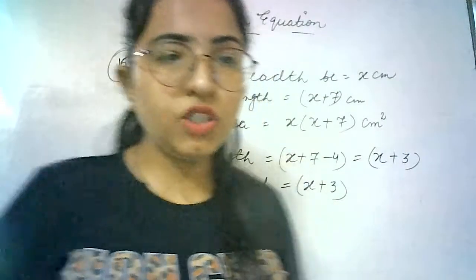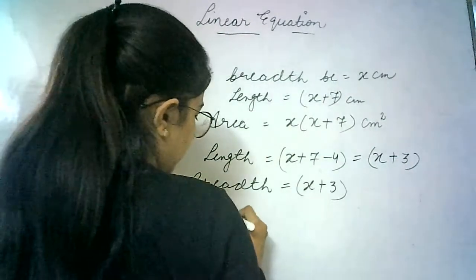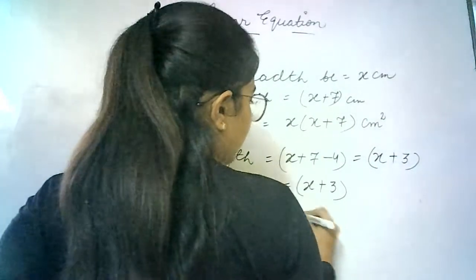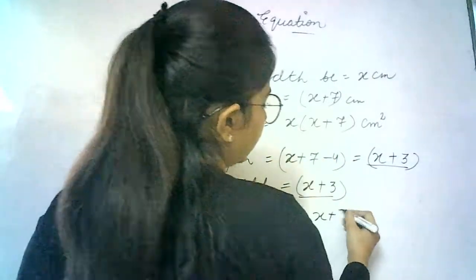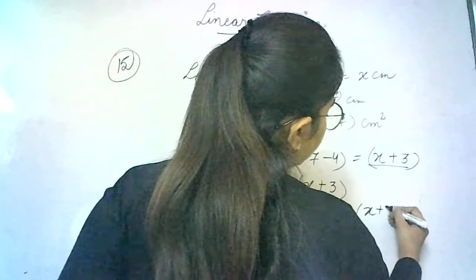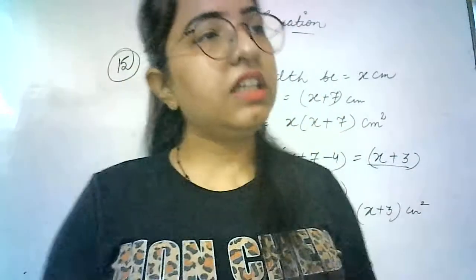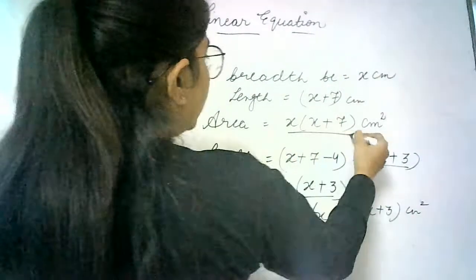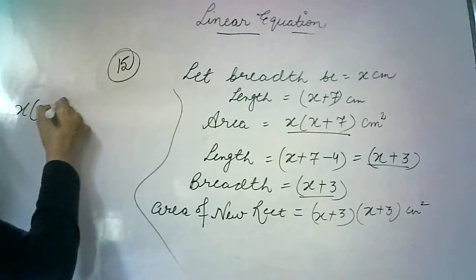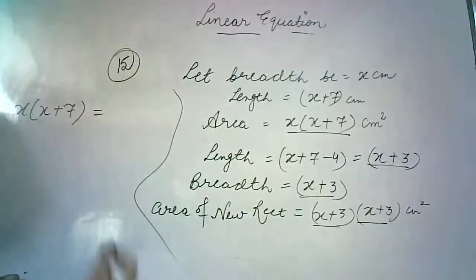Okay. So the area of the new rectangle is given to you. That is, length is x plus 3, breadth is x plus 3. x plus 3 into x plus 3 centimeter square. Now in the question it is given that both the areas are equal. Just put them equal. See, the first area was x into x plus 7. Second area will be x plus 3 into x plus 3, that is x plus 3 whole square.